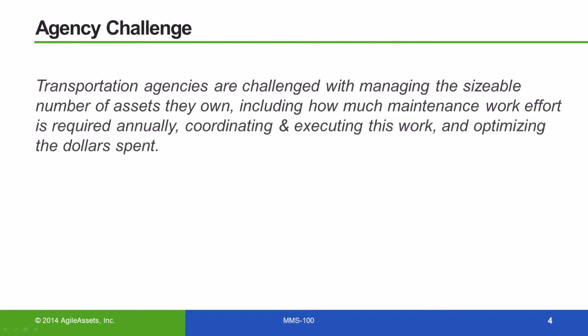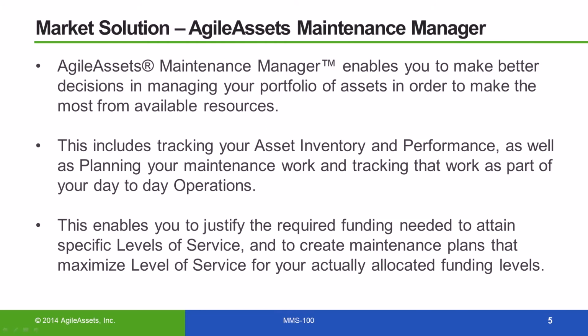To put some context on this, our customer, North Carolina DOT, manages an annual maintenance budget of about $1.1 billion. Texas DOT manages a maintenance budget of about $1.3 billion. These are big amounts of taxpayer money that are managed through our product. Agile Assets offers a solution to the challenge with the Agile Assets Maintenance Manager module.